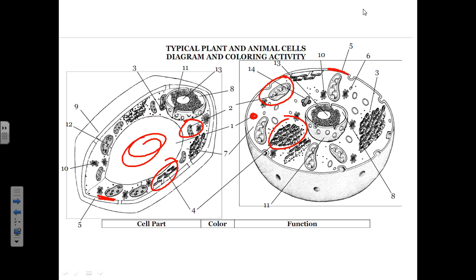Joyce, what were you going to ask? What is the smooth again? The smooth, what does it do? It helps to make lipids and get rid of toxins, waste, poisons.